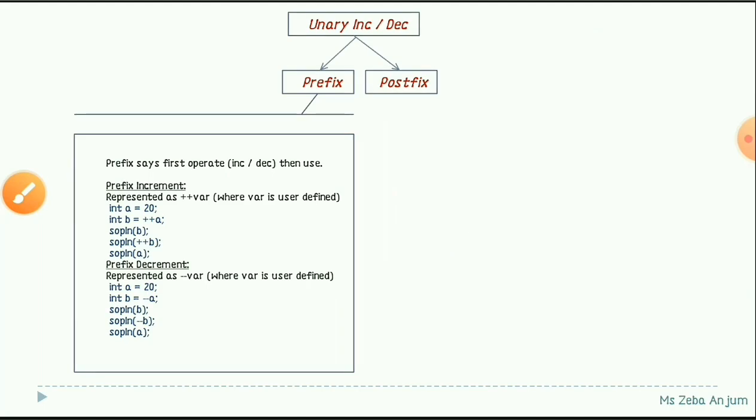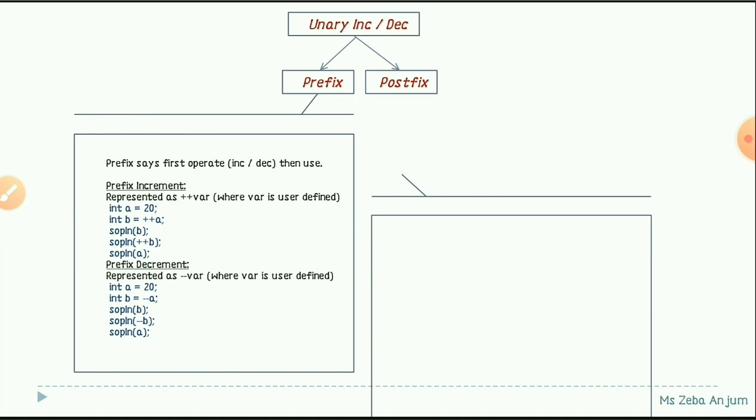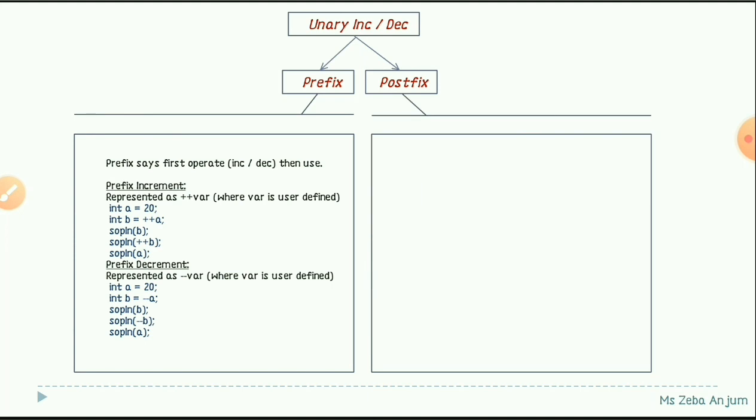Now let us move on to your postfix notation. See, the postfix notation says firstly you have to use and then you have to perform the operation, that is increment operation or decrement operation. So firstly you will be using the value, and then afterwards you will be performing this operation over there. Postfix says first use then operate either increment or decrement. So again let us see firstly the postfix increment. It is represented as variable++. See, firstly we have to use, that is why the variable name is written at the very first. Then afterwards you have to operate, so ++ sign will be written after your variable name.